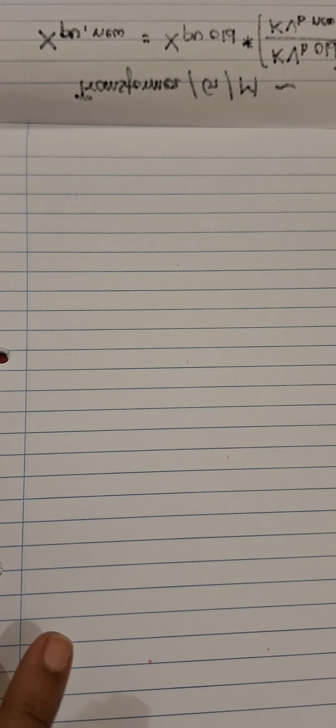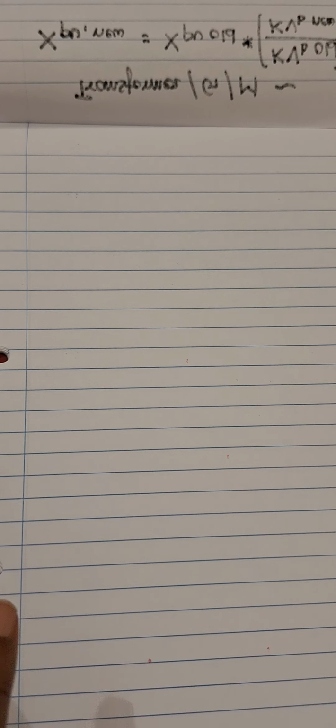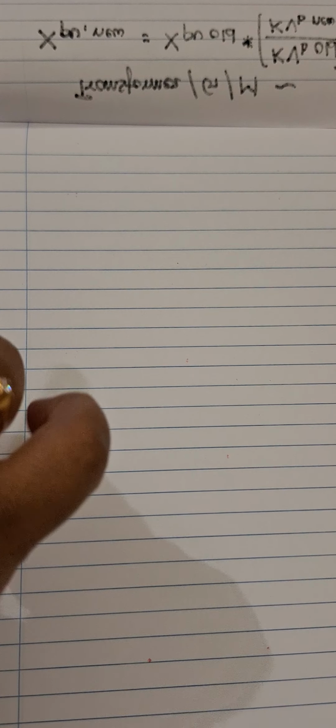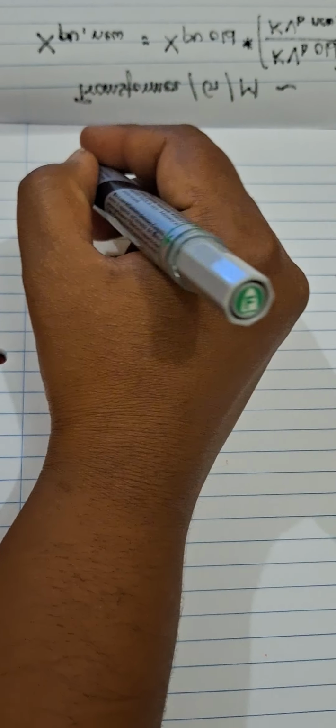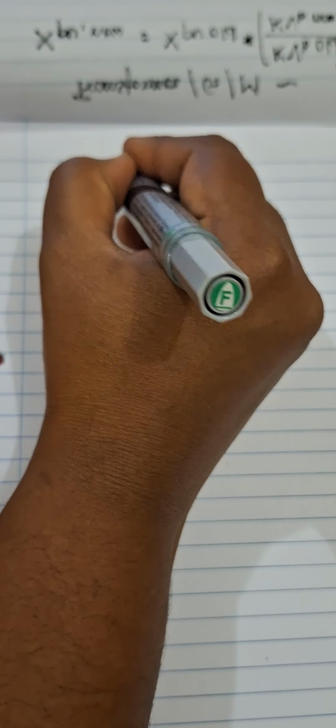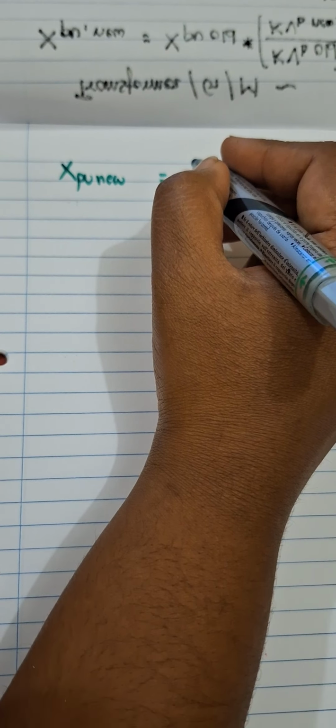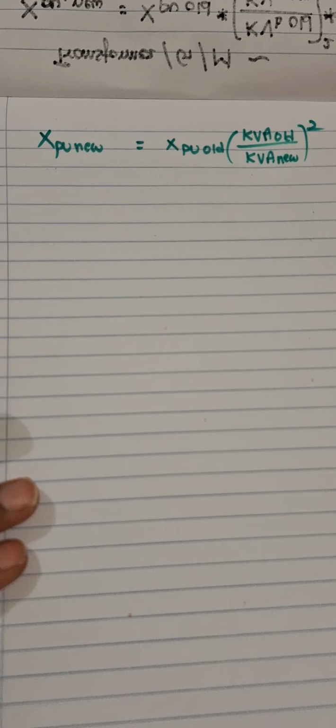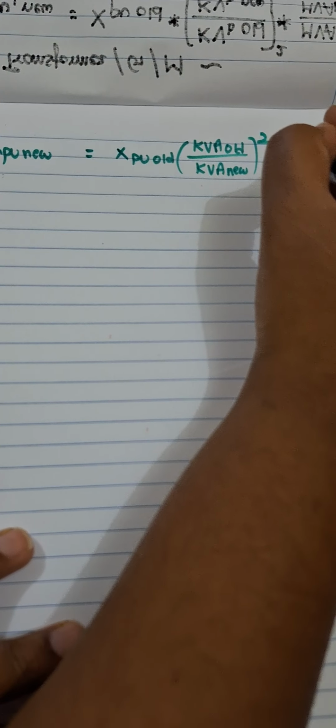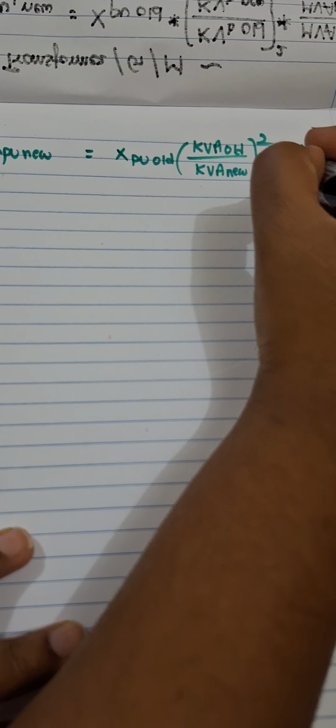The formula is: X pu new is equal to X pu old times kV old by kV new whole square, times MVA new by MVA old. So this is the formula we know. Now what were they saying?